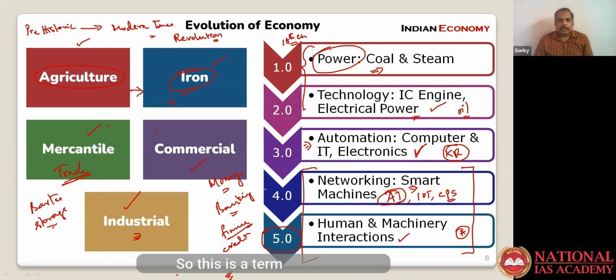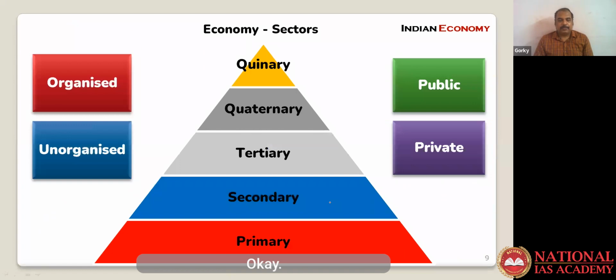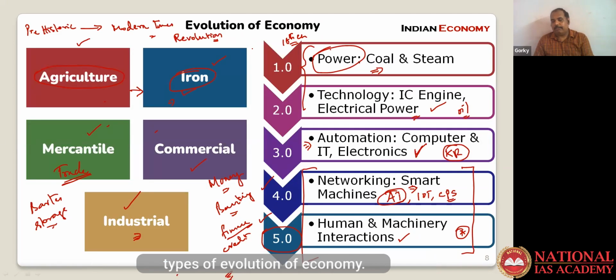Fine. So this is a term which you come across in newspapers frequently as of now. If they ask about industry 1.0, 4.0, 5.0, this is how it begins. Okay, so you had different types of evolution of the economy, right?